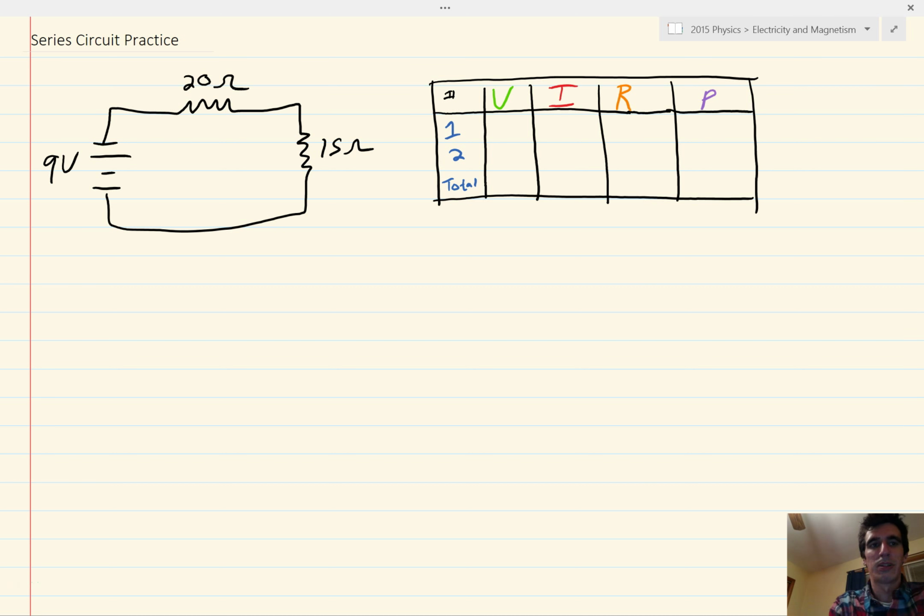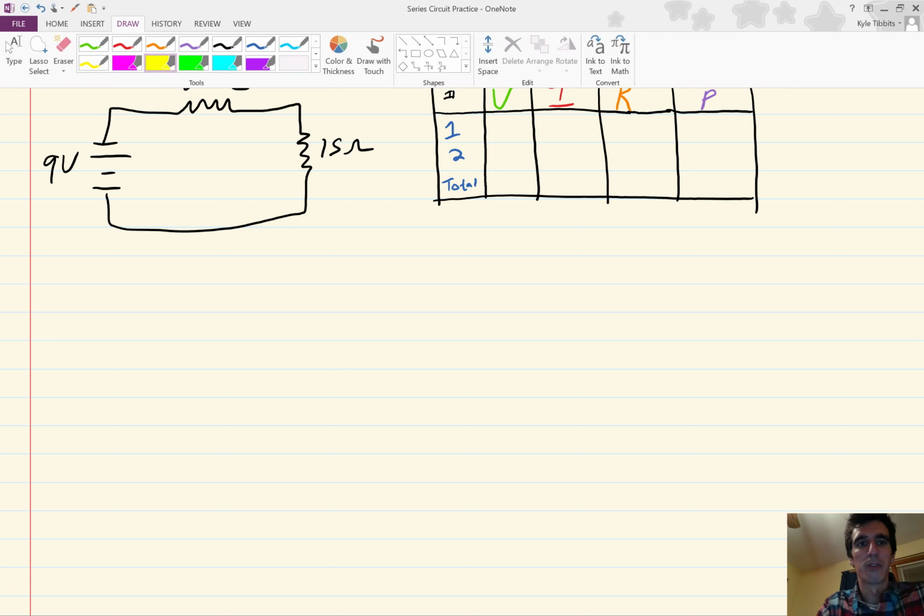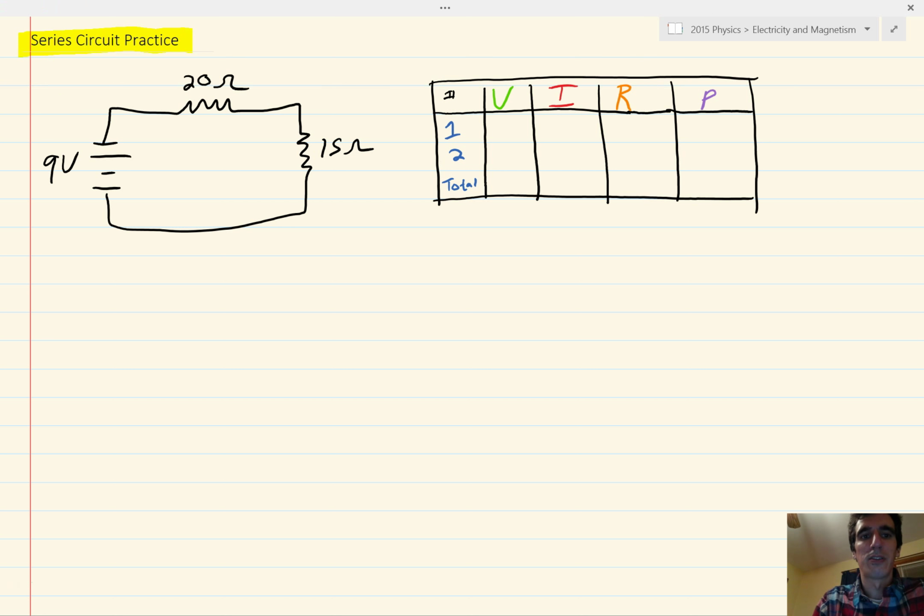Today we are going to look at series circuit practice problems. And by problems, I mean we're just going to do one together. So here we have a circuit with two resistors. We have a 9-volt battery. Resistor 1 is 20 ohms, and resistor 2 is 15 ohms.